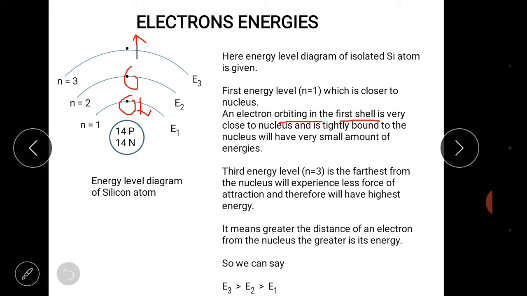So we can say in this diagram that E3 is greater than E2 and E2 is greater than E1, meaning the energy of E3 is greater and the energy of E1 is lesser. So the energy of the third level electrons will be maximum. Electrons orbiting in the third orbit will have maximum energy.